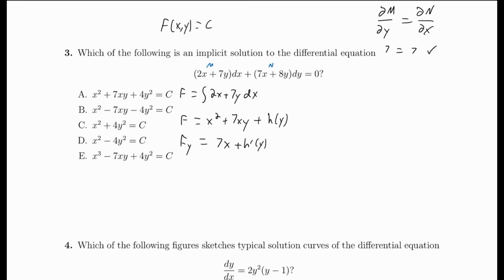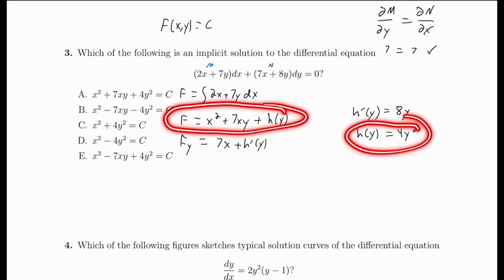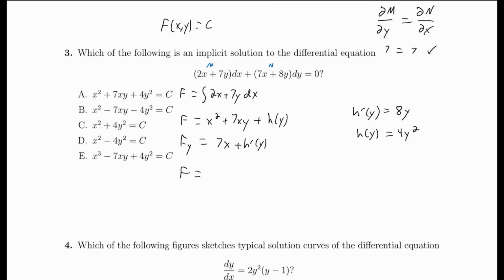And we see in order to make this match up here, we need h prime of y to be equal to 8y. Integrating that gets us h of y has to equal 4y squared. We can take this now and plug that h into our original big F function and get F equals x squared plus 7xy plus 4y squared. And when we write that in our implicit form equal to a C, we'll get x squared plus 7xy plus 4y squared is equal to C, which does indeed match answer choice A.